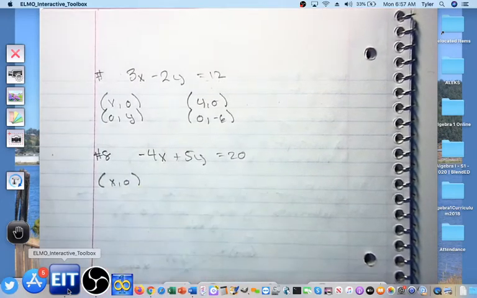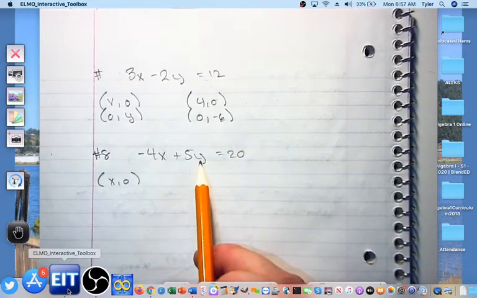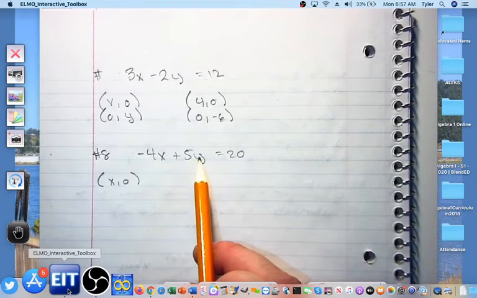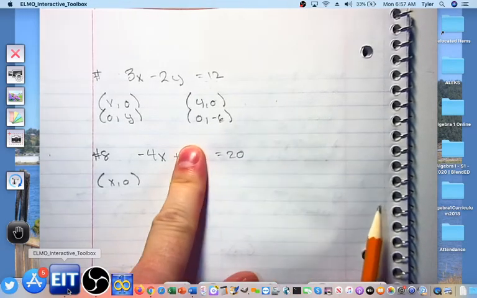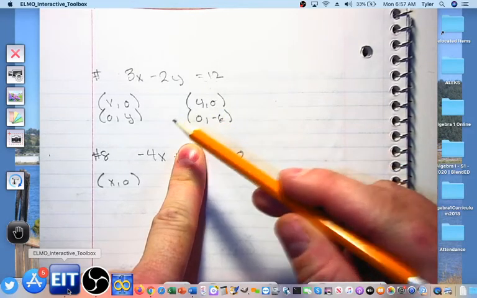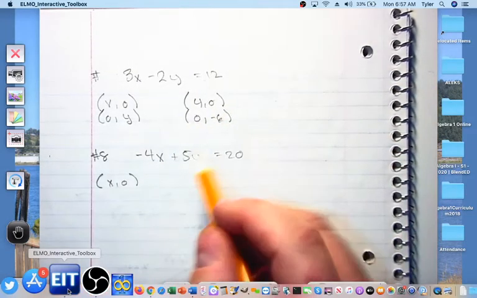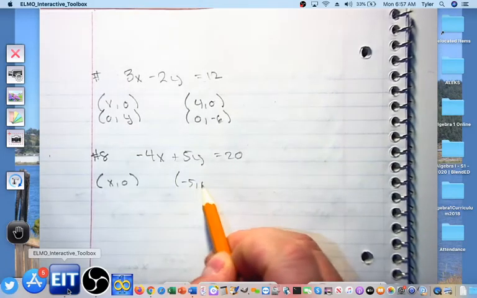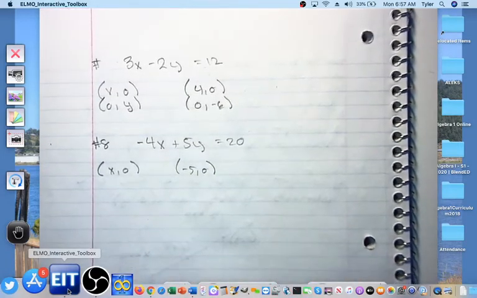That's where we cover up and place a 0 in for y. If I put a 0 in for y, 5 times 0 is 0, so I'll just cover this up. And let's solve this problem for x. 20 divided by negative 4 is going to give me a negative 5. So negative 5, 0 is my x-intercept.